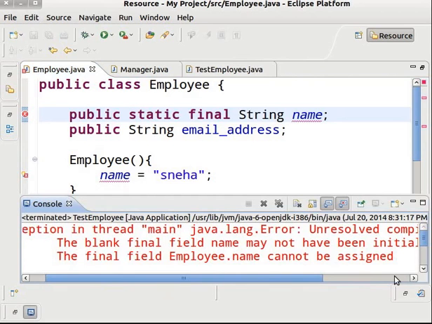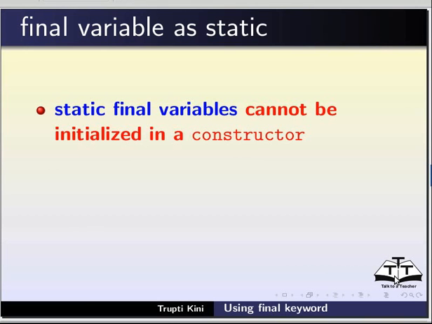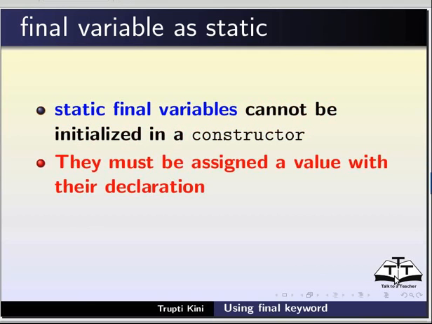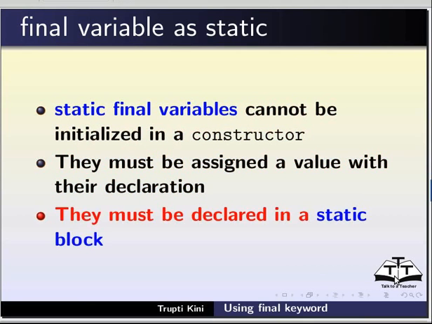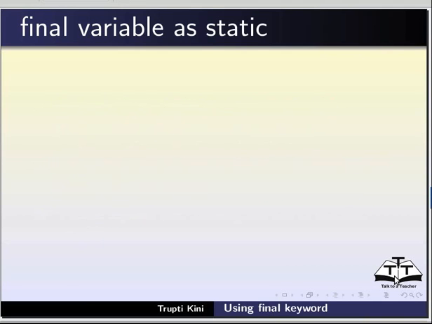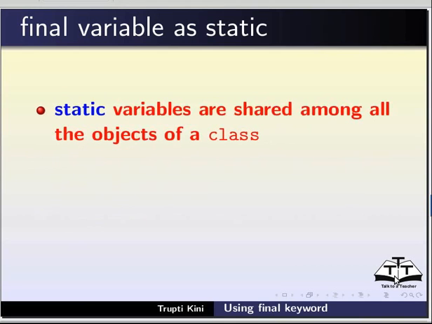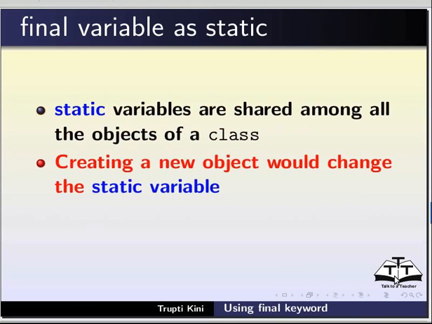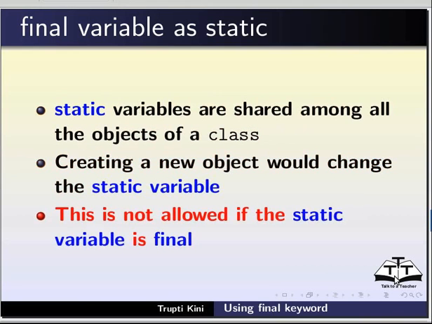This is because static final variables cannot be initialized in the constructor. They must be assigned a value with a declaration, or they must be declared in a static block. Static variables are shared among all the objects of a class. Creating a new object would change the static variable. This is not allowed if the static variable is final. Switch back to Eclipse IDE.